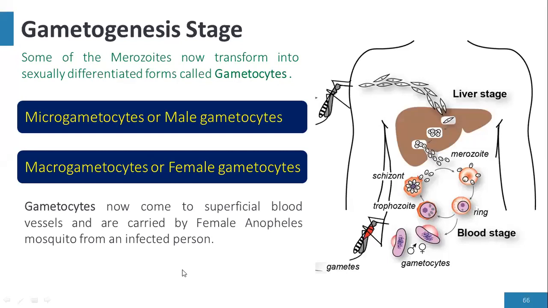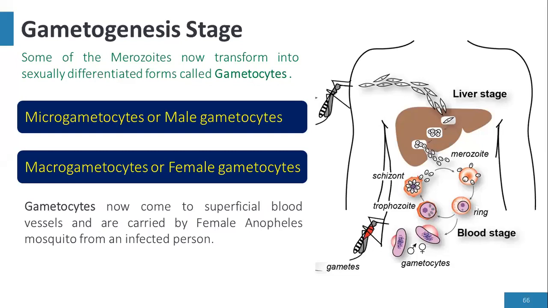Once these gametocytes are formed, they are going to come to the superficial blood vessels. What are superficial blood vessels? Towards the skin area, whatever blood vessels are there, these gametocytes will travel over there. How do they understand? Wherever they feel the colder temperature, they understand it is a superficial blood vessel. Inside the body the temperature is 37, and towards the skin it is less. So they will come towards the skin, carried by the superficial blood vessels.